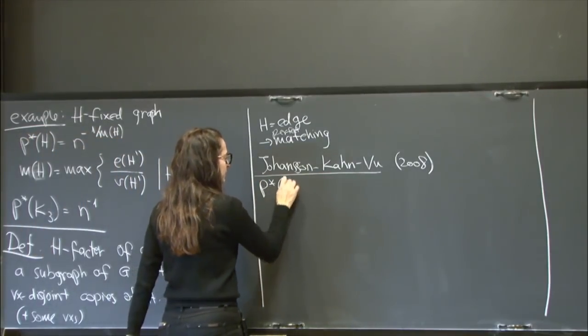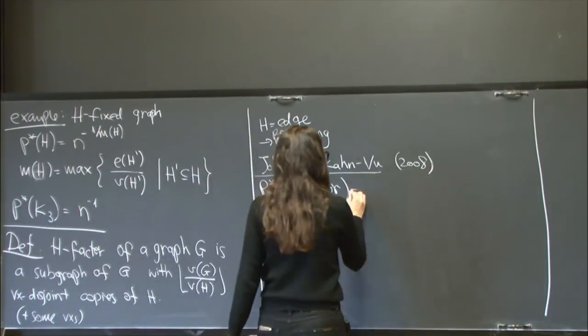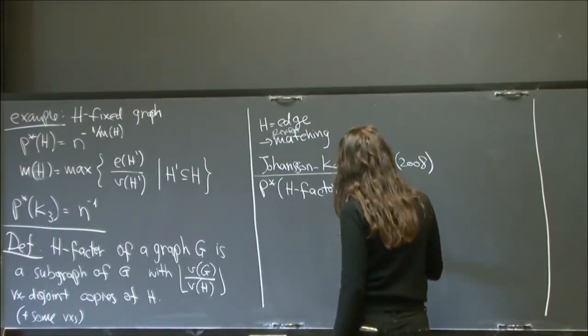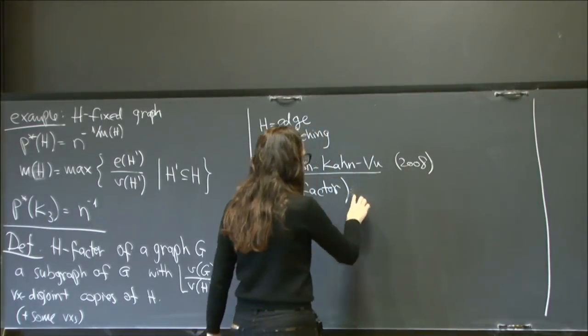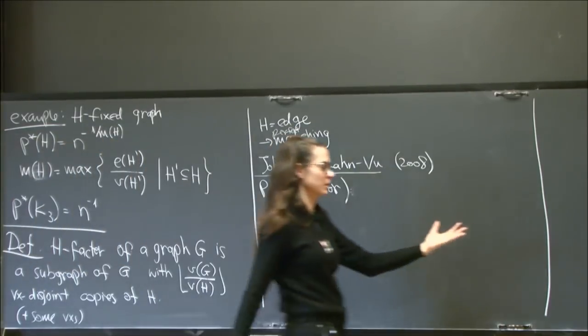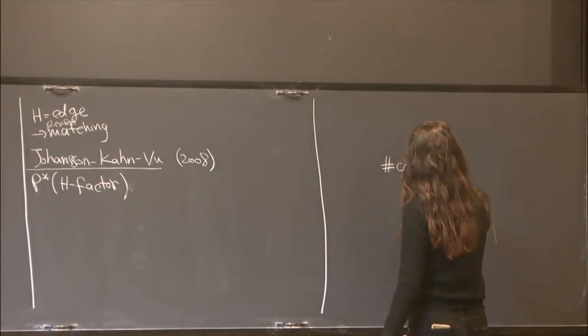So the probability threshold for an H-factor in G(n,p) would be, okay. So what can we expect it to be? Here we need only one copy of H. But here we want a linear number of copies of H, correct? So maybe let me do some calculations here. We wanted the number of copies of H in G(n,p).